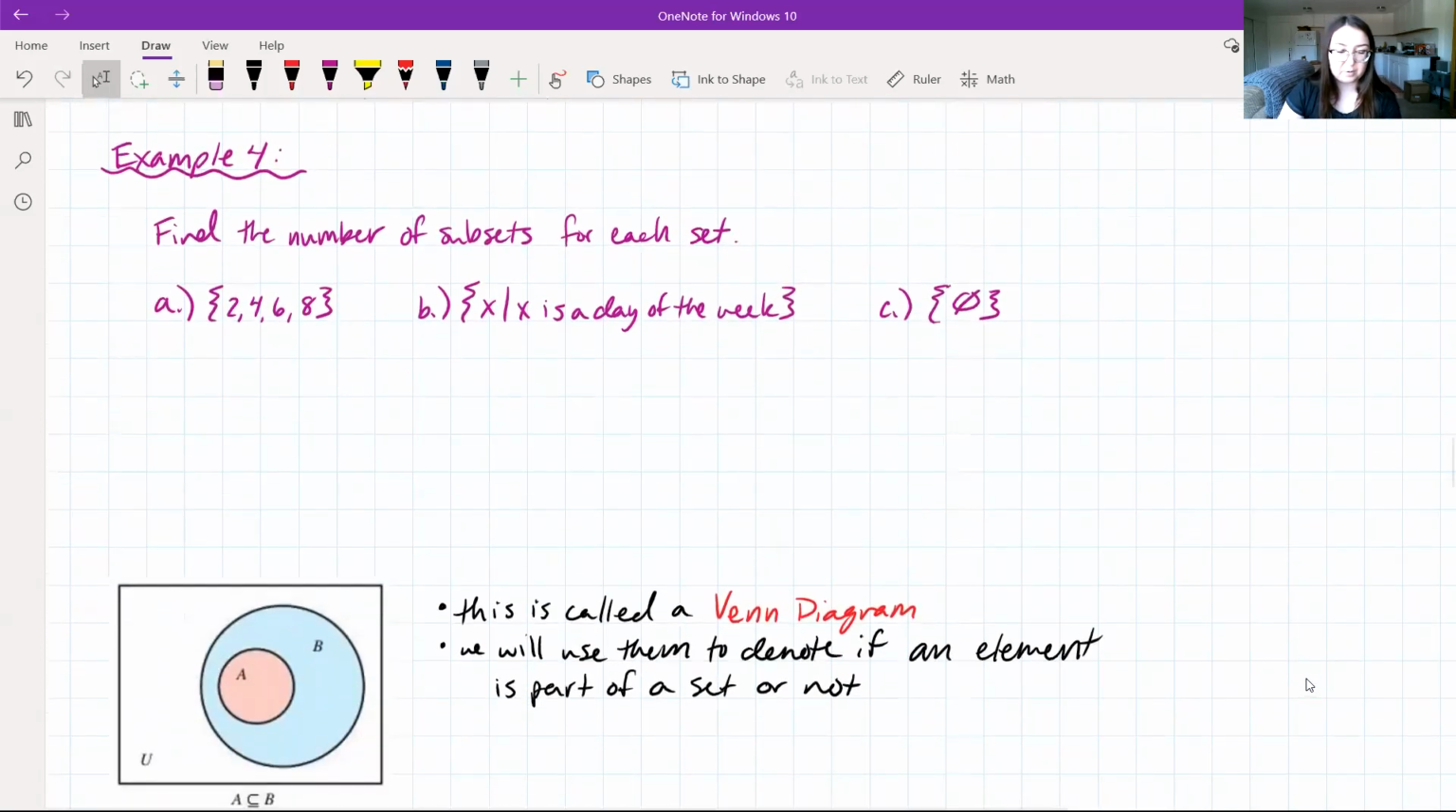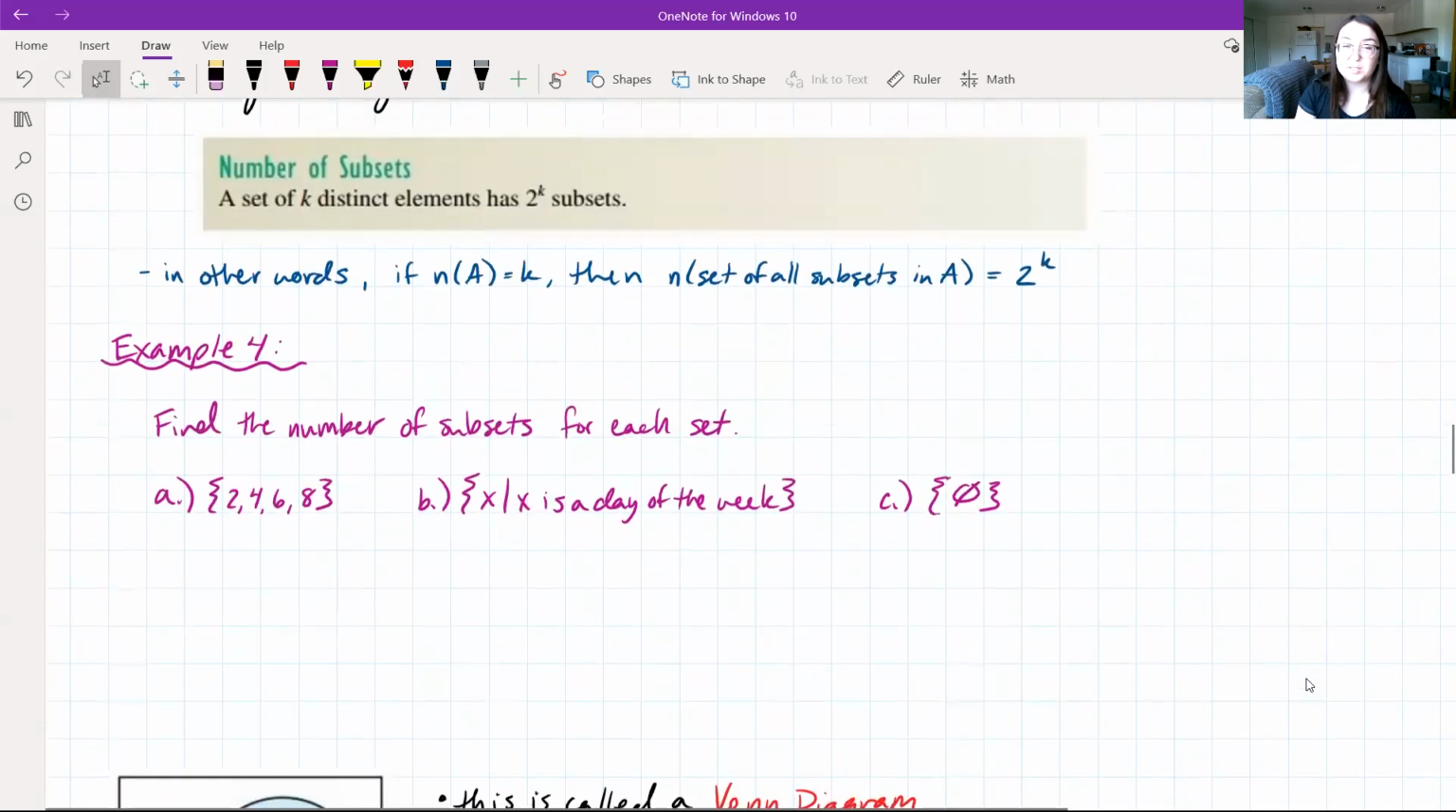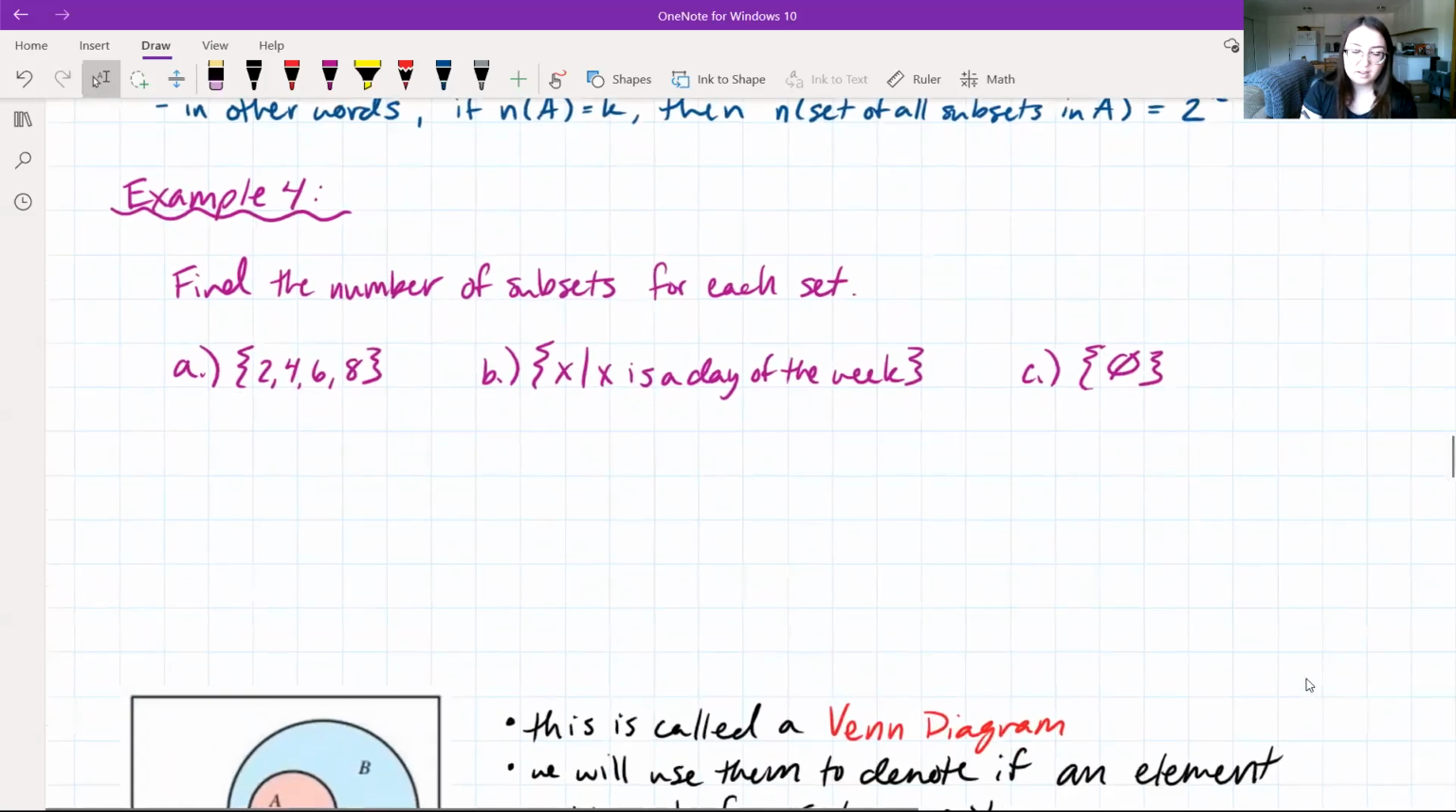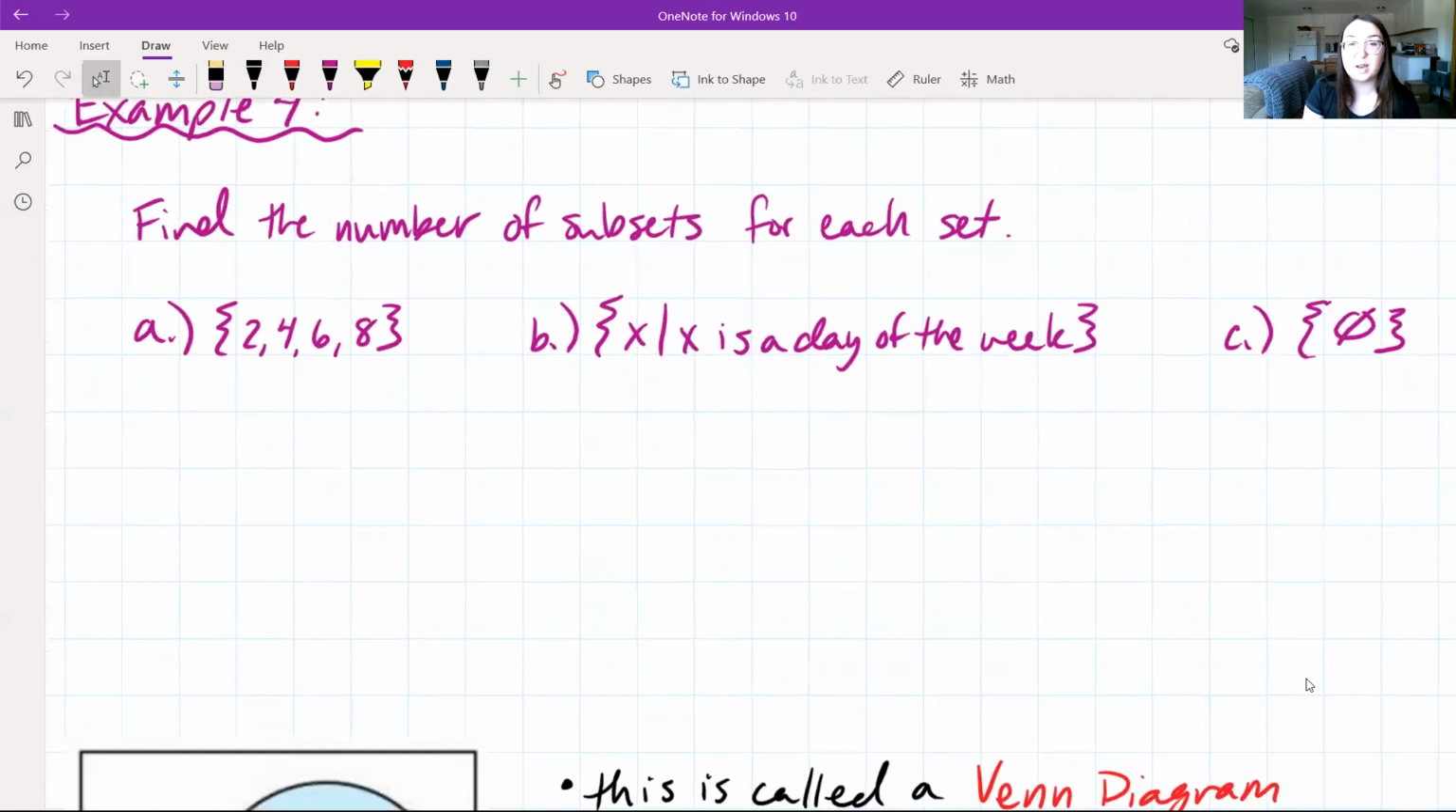So example 4, we want to find the number of subsets for each set. We're not going to use a tree diagram for this. We're just going to be focusing on the property that we just learned. So we just want to find the number of subsets for each set. So we want to see how many unique elements.